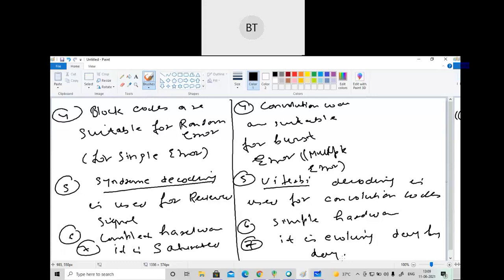Is there any doubt in this difference? Should we move to the next point? Please tell me so that I can know that you are attending or not. Is there any doubt? Okay, so I'm going to the next part.